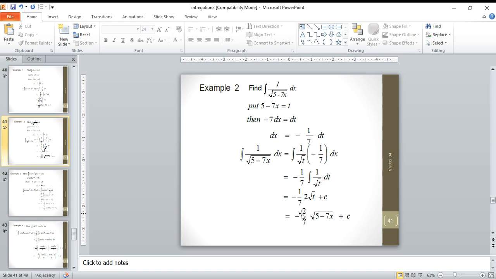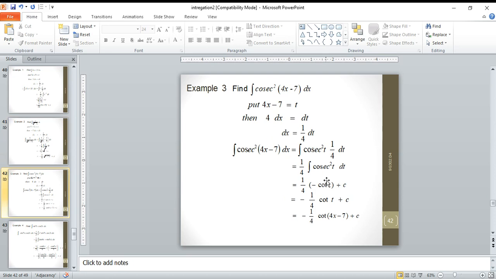So minus 1 by 7 into 2 root t, because 1 by root x is 2 root x, a simple formula. That is 2 root t plus c. 2 into minus 1 by 7 is minus 2 by 7 into root t, which is root of 5 minus 7x, plus c.